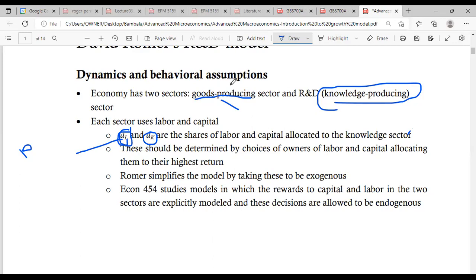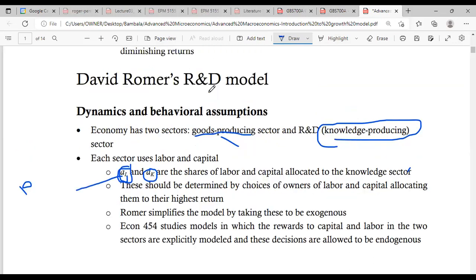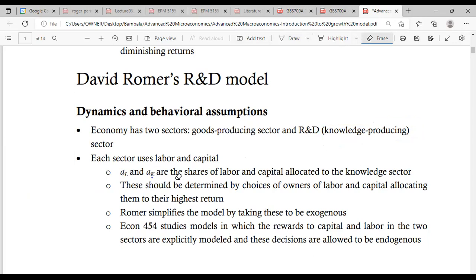So remember, assuming the two sectors is very key, it makes our analysis very easy in our endogenous growth model. For the labor and the capital, they will be shown as AL and AK. They're just shares really. This is a share of labor, and this is a share of capital. It's the amount of capital devoted to the knowledge sector, in other words, and as well as the amount of labor devoted to the knowledge sector.